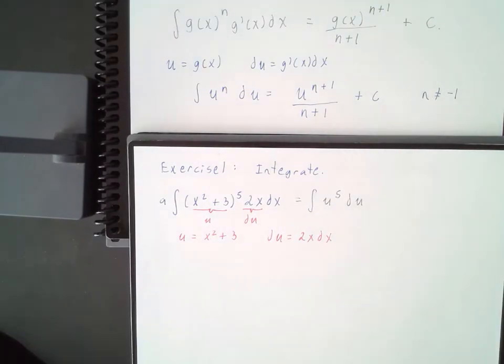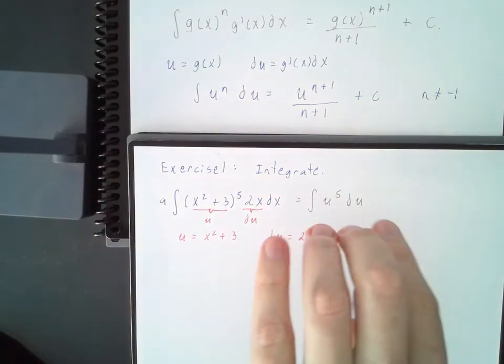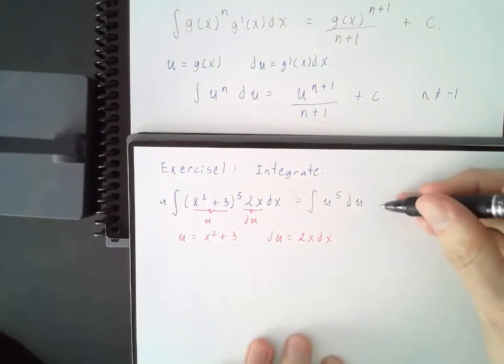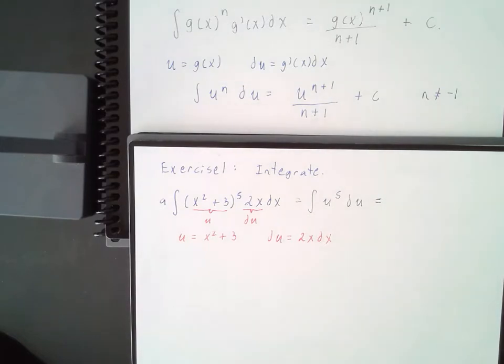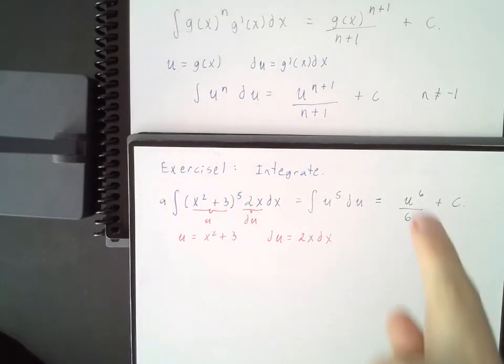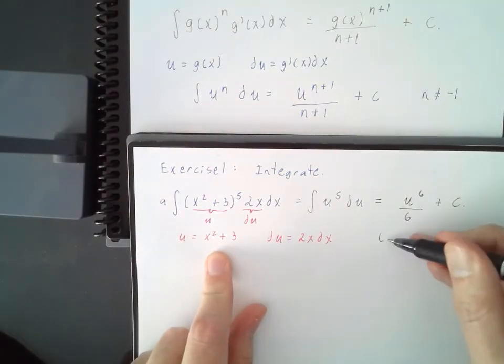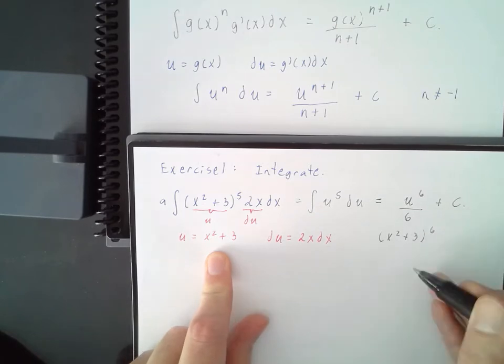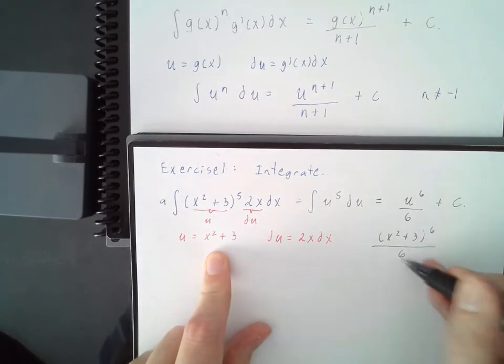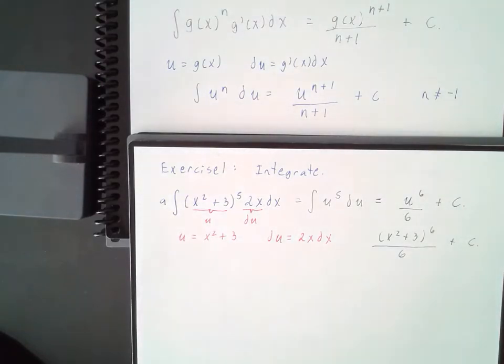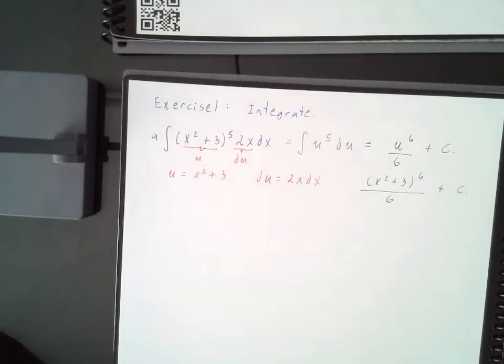So one thing to keep in mind is, if you're proposing a new variable of substitution, the old variable has to completely vanish, otherwise the substitution is not a proper substitution to use. And then you just use the power rule, u to the 6 divided by 6 plus a constant. But then you have to keep in mind that you have to return to the original x variable. But the nice thing about using this substitution is you already have integrated this function. So we just replace u with x squared plus 3 to the 6 divided by 6 plus an arbitrary constant.